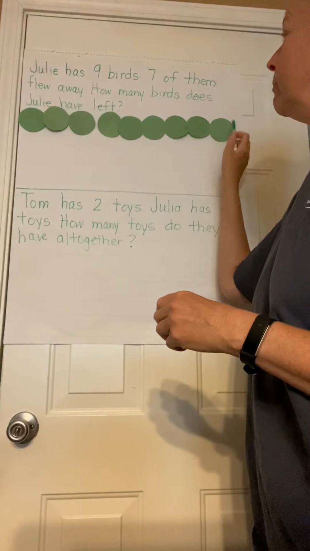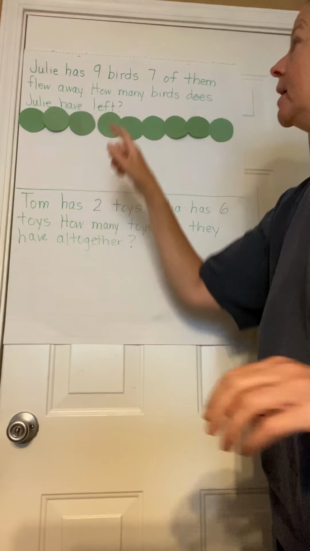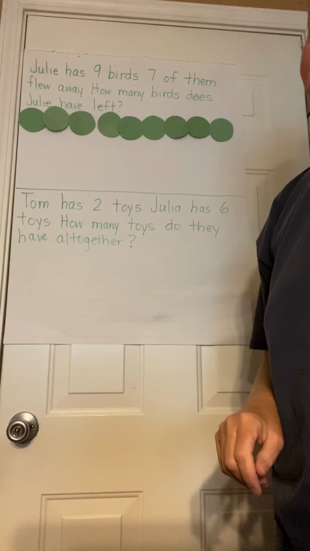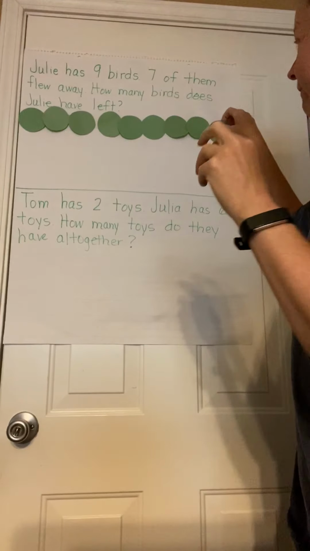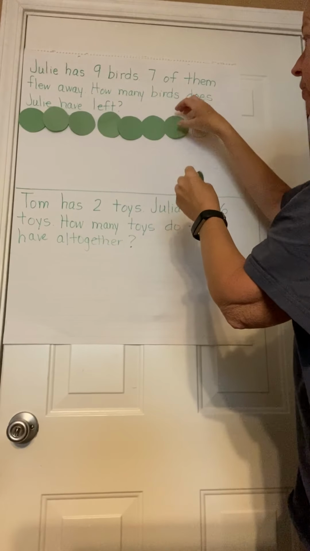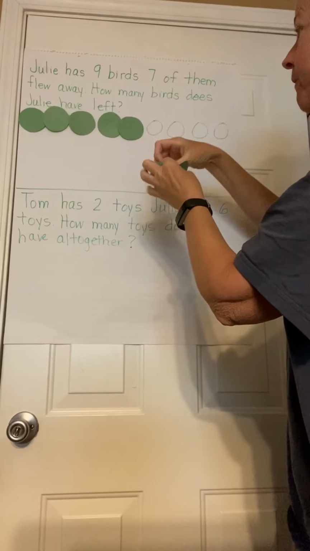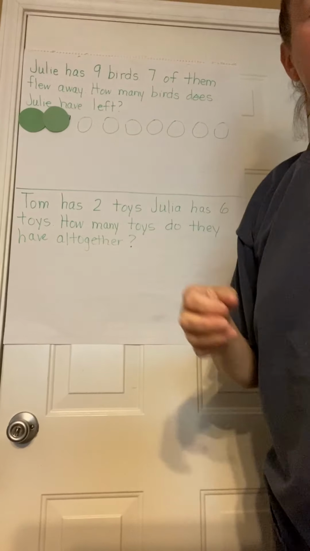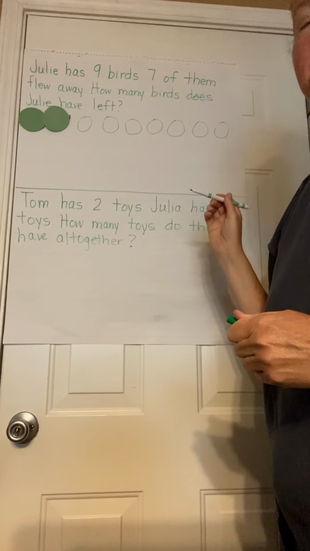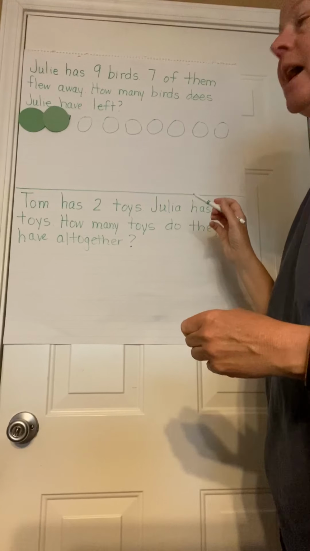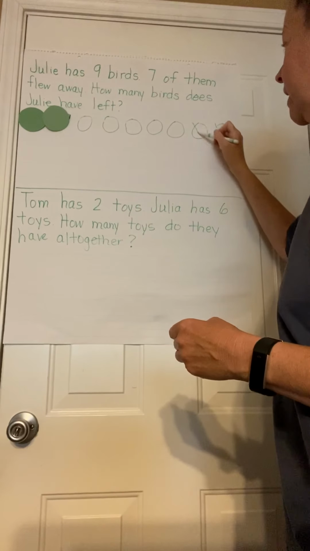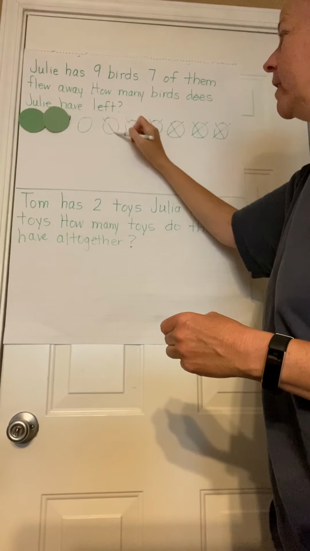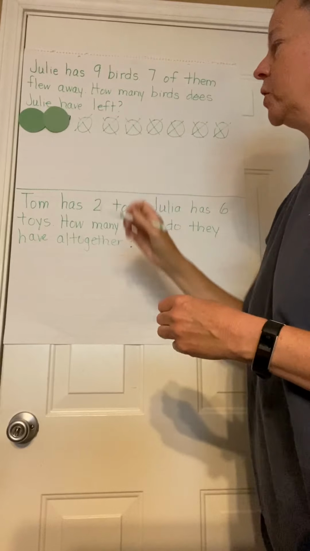So Julie has 9 birds, and then what happened? 7 of them flew away. So what you have to do is what? Yes, take 7 away. So there's 1, 2, 3, 4, 5, 6, 7. And if you drew the birds or the circles, you have to X out 7. 1 flew away, 2, 3, 4, 5, 6, 7 flew away.